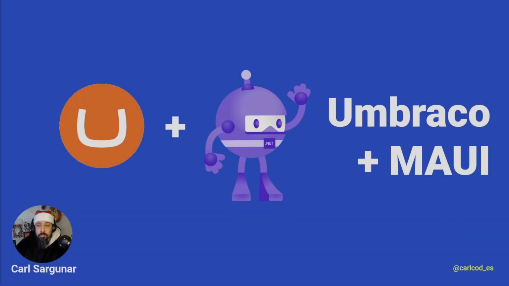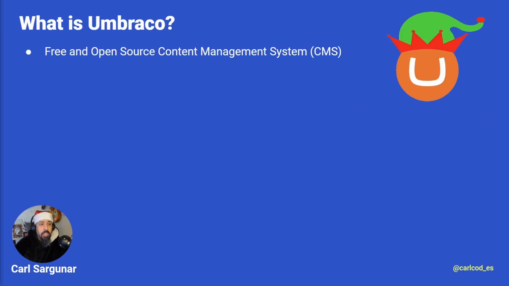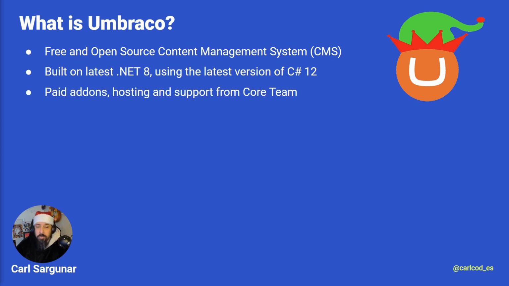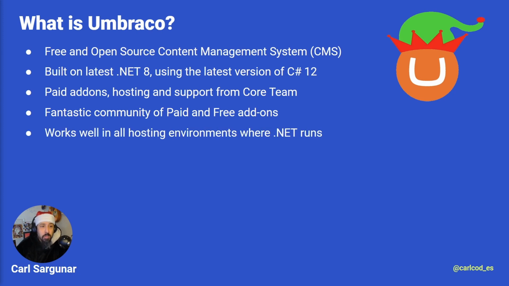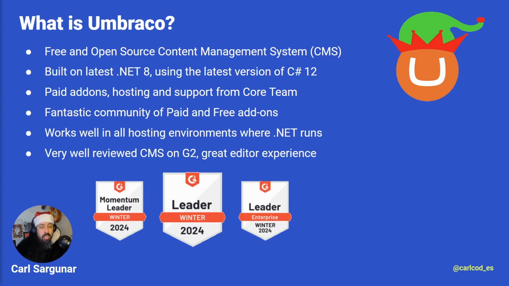So, Umbraco and MAUI. What is Umbraco? It is, for those who don't know, a free and open source content management system for websites built in .NET. It was released originally in around the year 2000, but since 2004 has been open source. The latest version, version 13, supports and runs on the LTS version of .NET 8 and uses the latest C# 12 features. The CMS itself is completely free and open source, but it's supported by paid packages.